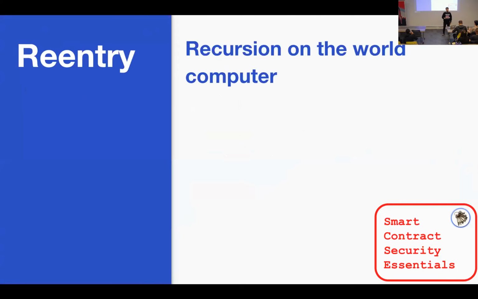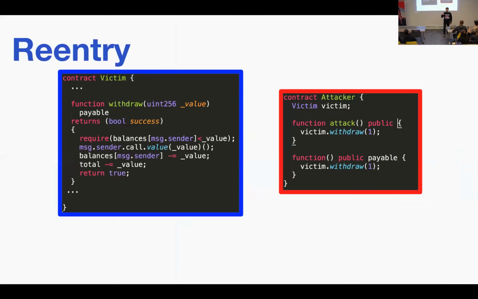And then re-entry. So this is recursion that can happen on Ethereum. I'm not going to go in depth here, but let's think of it like this. So we've got this victim contract and an attacker here. The attacker is going to call withdraw. The attacker, we assume, has a balance of some sort. So then this contract will say, okay, well, what's your balance? Okay, cool. Yeah, go ahead.